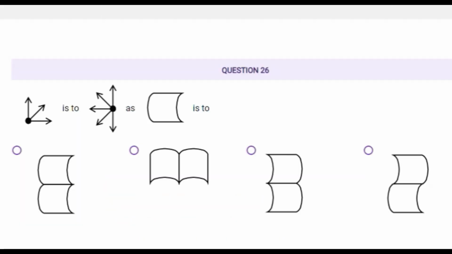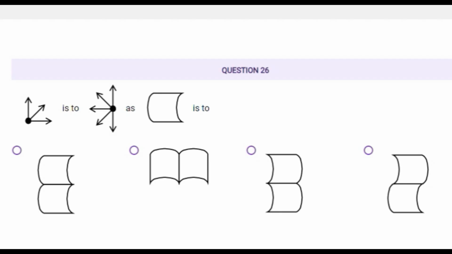Question 26. A dot with 3 arrows pointing in different directions is to a dot with 6 arrows pointing in all directions. As an open book shape is to what? Options. Option A, 2 open book shapes stacked vertically. Option B, 2 open book shapes joined side by side. Option C, 4 open book shapes arranged to face all 4 directions. Option D, 2 open book shapes with a gap in the middle. Correct answer, option C.